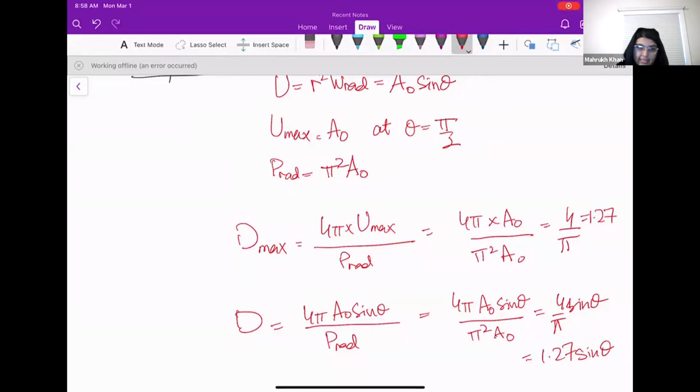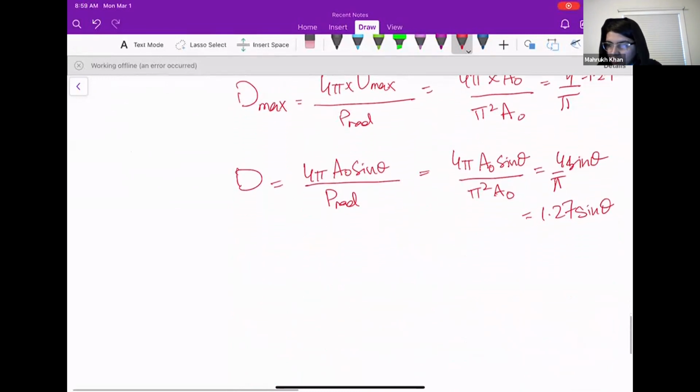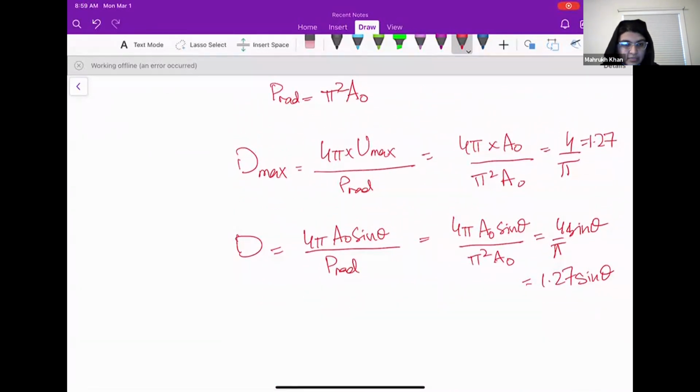So you can see that this is something that is greater than 1, right? So if it's not an isotropic source, it's a source that is giving you more than 1, like the directivity equal to more than 1. So it means it is more directive than an isotropic source. So we will compare this with another equation that we are doing. So let's do another example to compare this directivity with another directivity, okay?